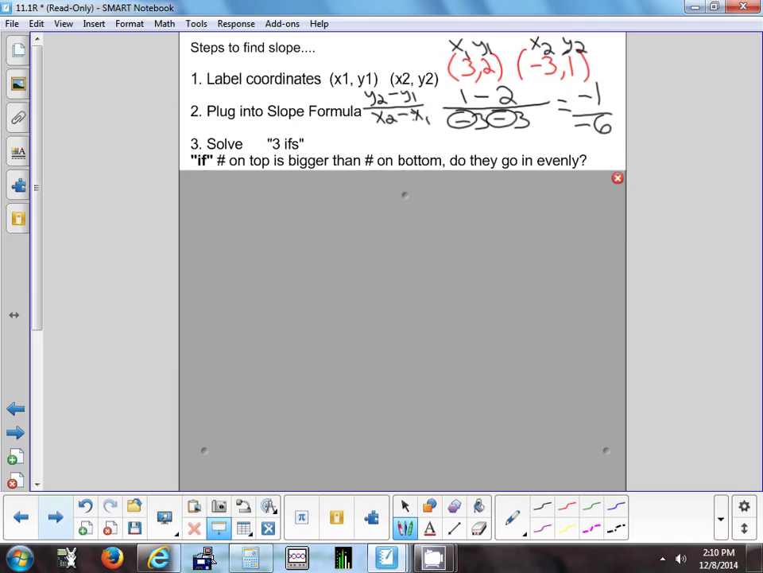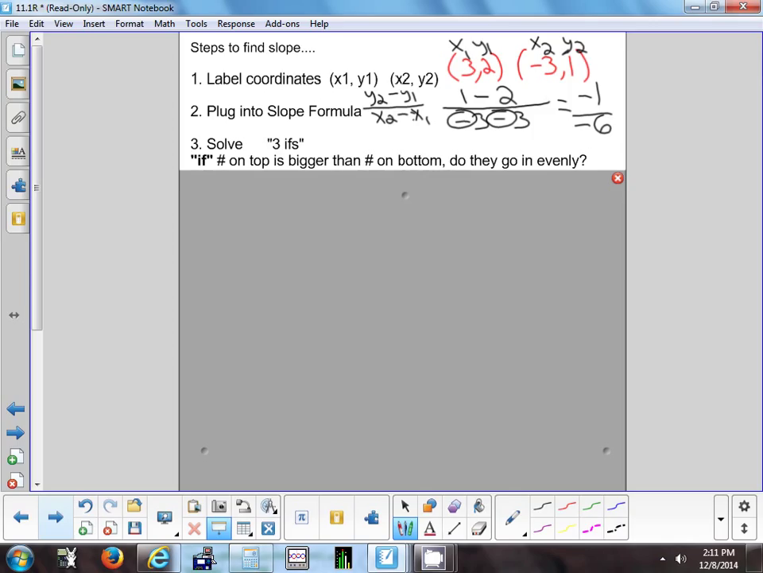So let's look at our first if, like I said. If the number on the top is bigger than the number on the bottom, do they go in evenly? Do we have a situation like that there? Dominic, do I have a bigger number on the top and a small number on the bottom? No, right? I got 1 and 6, so that doesn't work. But sometimes you might get like 6 and 2. Yes, the number on the top is bigger than the number on the bottom.